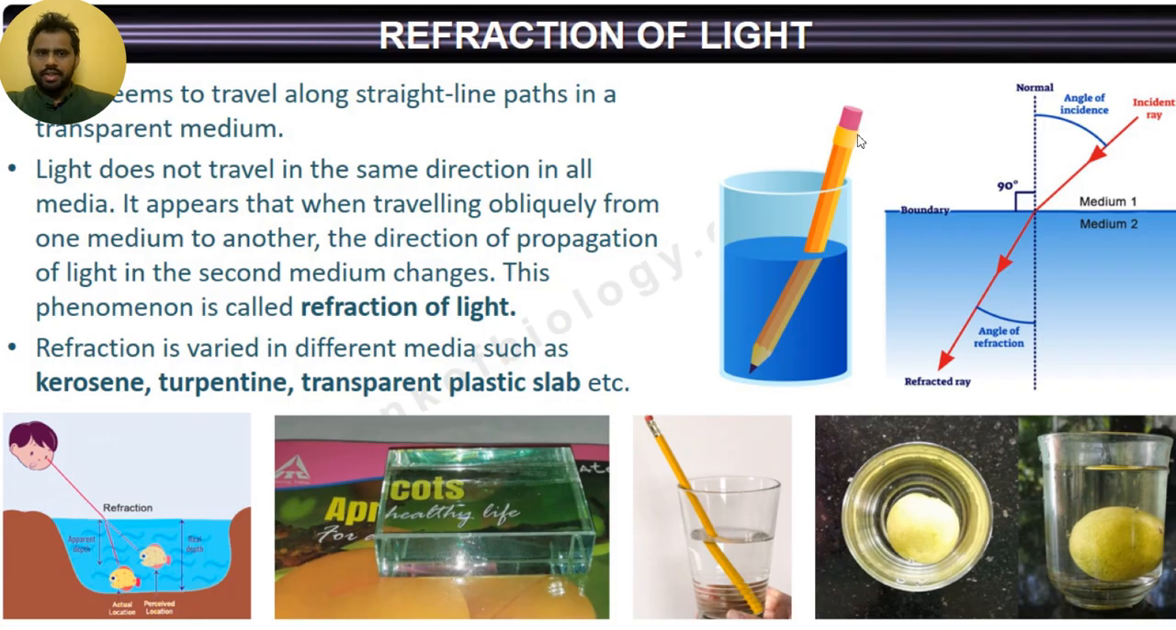So what has happened? Light has traveled from one medium to another, from air to water. Light does not travel in the same direction in all media. It appears that when traveling obliquely from one medium to another, the direction of propagation of light in the second medium changes. This phenomenon is called refraction of light. Refraction is seen in different media such as kerosene, turpentine, transparent plastic slab, etc.